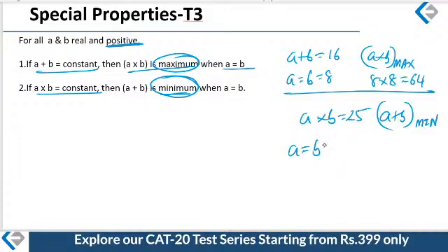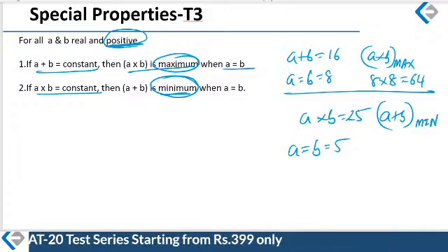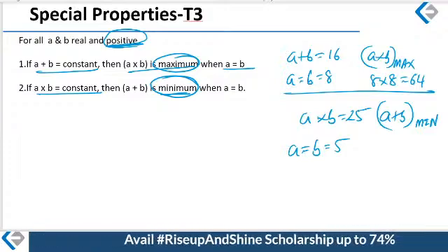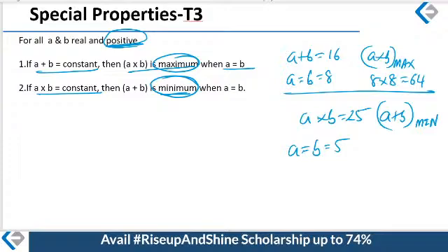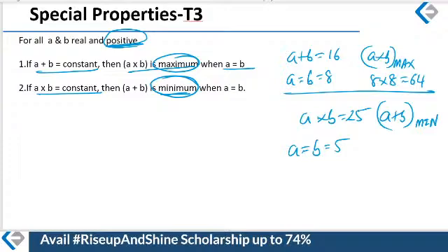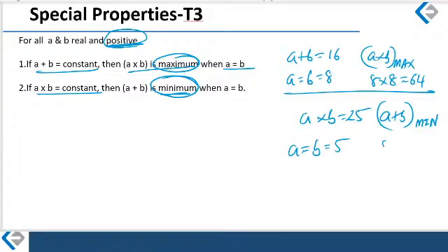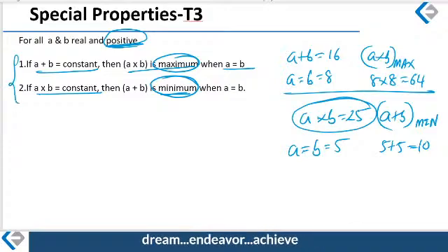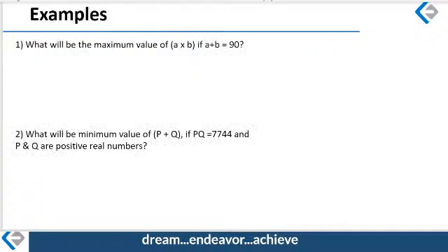Again you say that A is equal to B is equal to 5. You can't write minus 5, friends, because this property we are discussing only for positive real numbers. Don't try to write minus and get into some other purpose of the question. Therefore A is equal to B is equal to 5, and the required result is 5 plus 5, 10. 10 is the minimum value. When the product is 25, you can't get an answer less than this. Anyway, these two are pretty comfortable to us. That's about property number 3.